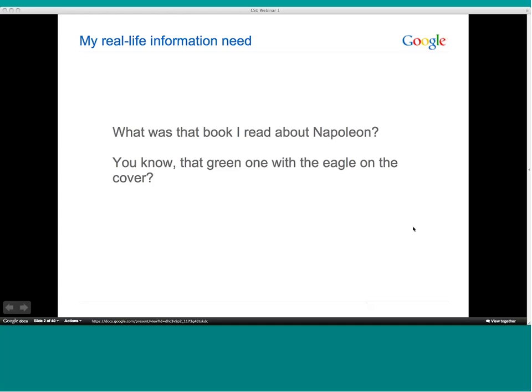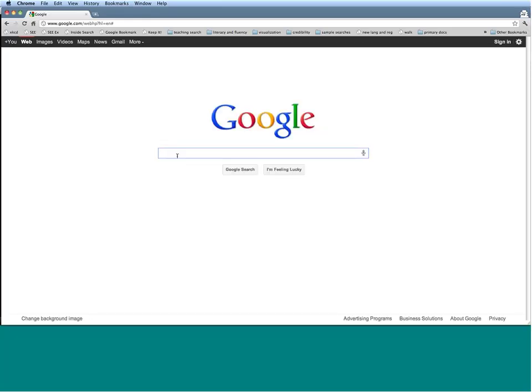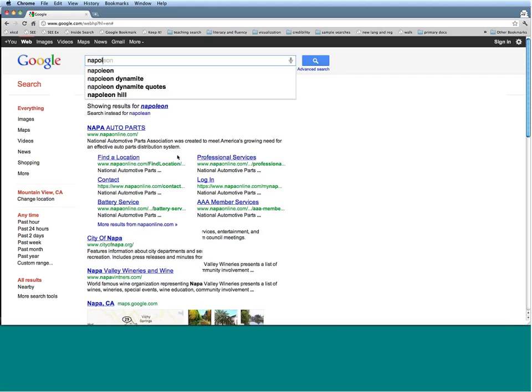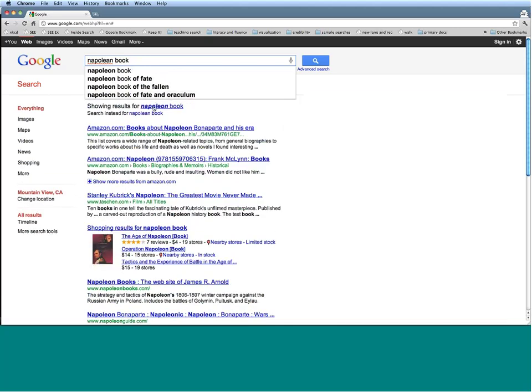So I have this problem. I don't know if you've ever read a book and later you remember what it was about, something about the cover, but you can't remember what it was actually called, so you can't identify the book. Well, here I want to just take a moment to show you how I solve this particular issue. So I need this book, and I know it is about Napoleon, and I know it's a book. And I also know, luckily, that Google will spell check for me.